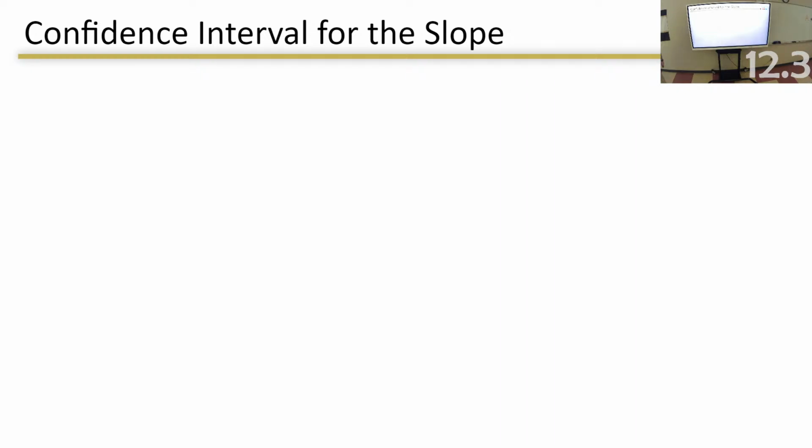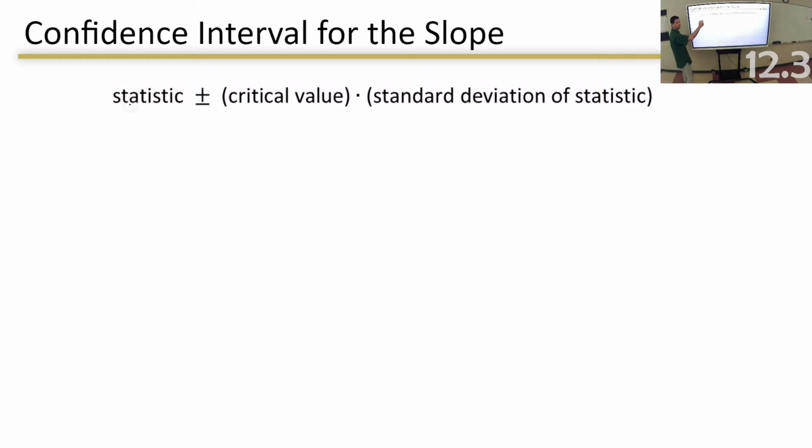Okay, all right. Confidence intervals for slopes. You know that it's statistic, critical value, and the standard deviation of the statistic. You already know that. The statistic, well, that's going to be b in this case, because that's the estimate of the population slope, plus or minus a t critical value.